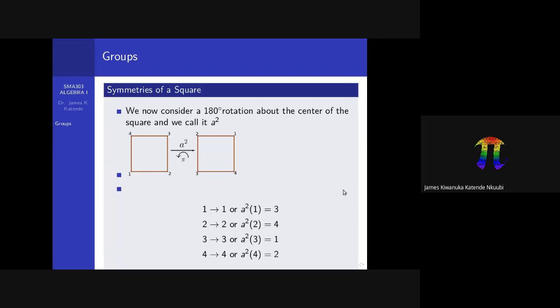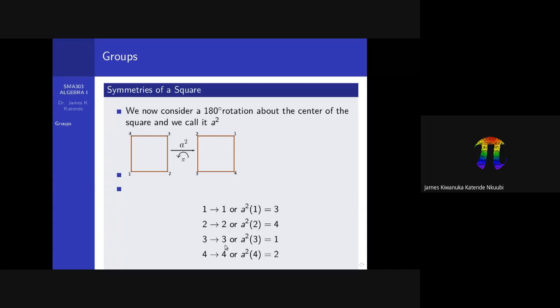Now the next one we consider is a 180-degree rotation. For this one, if you take it through a 180-degree rotation, that means two 90-degree rotations. So 1 will move twice, all the way up to 3. Oh, again, there's a problem here. So 1 will go to 3.